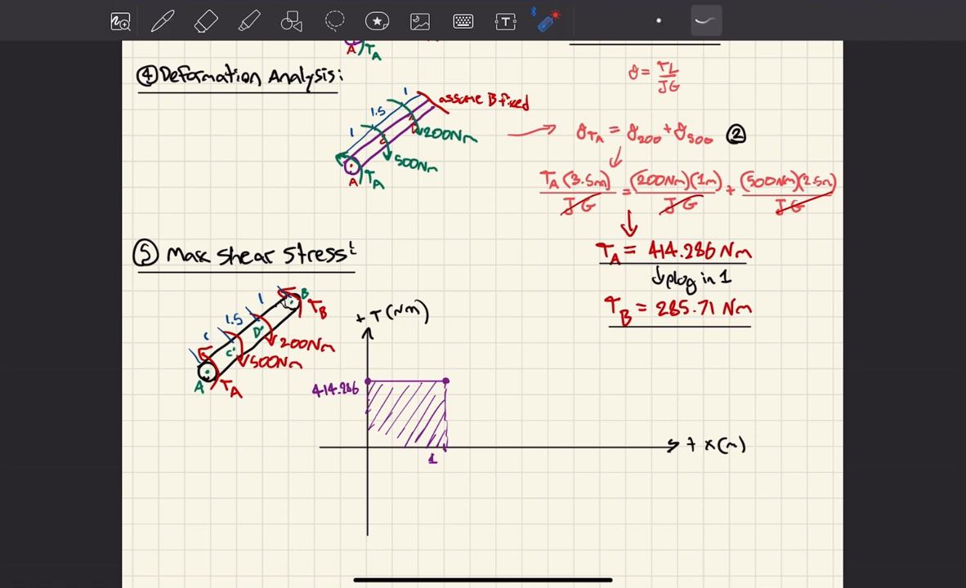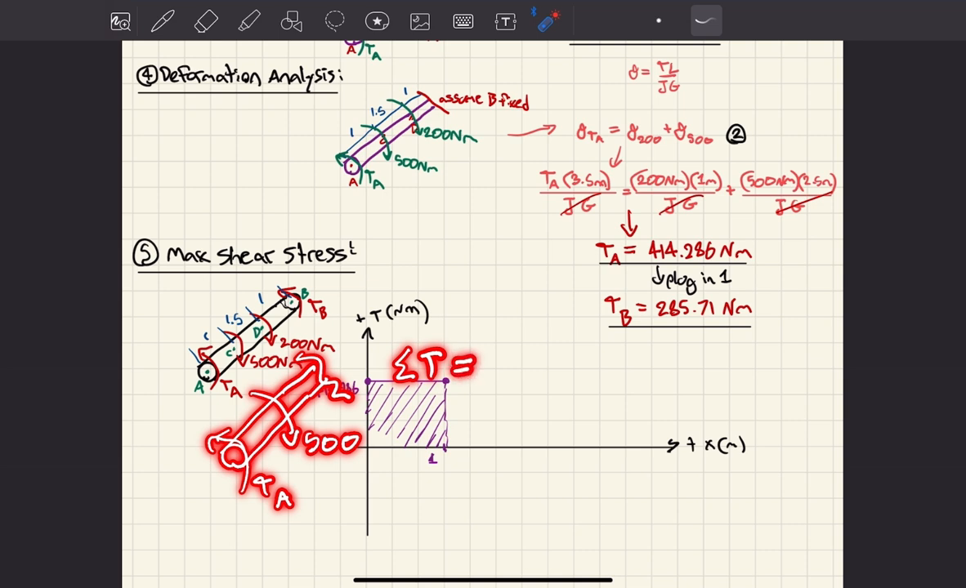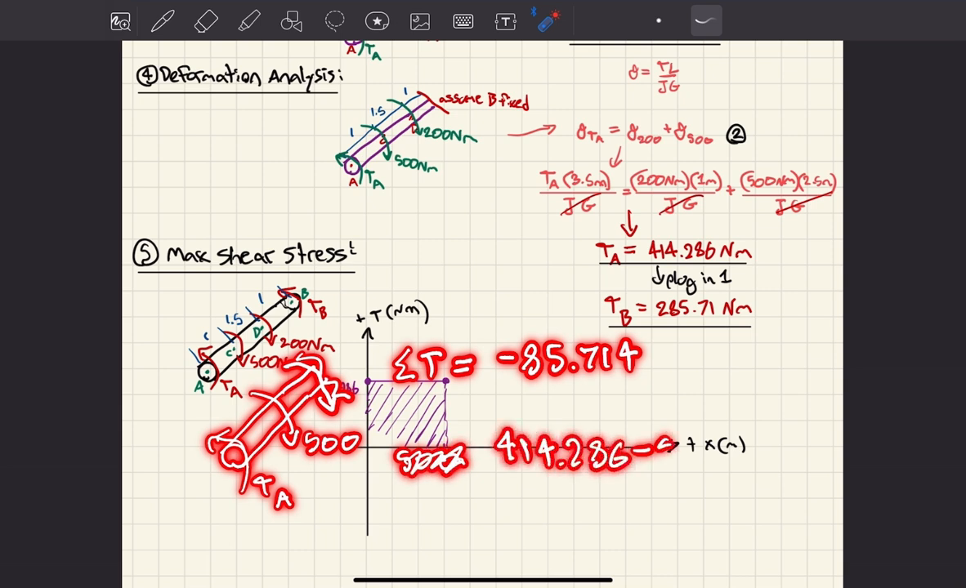Now I cut my beam between C and D. What happens? We have TA and 500. If I take the summation of torque, I'm going to end up getting a value of negative 85.714 as my reactionary torque, because it's clockwise. And this makes sense because it's actually 414.286 minus 500.